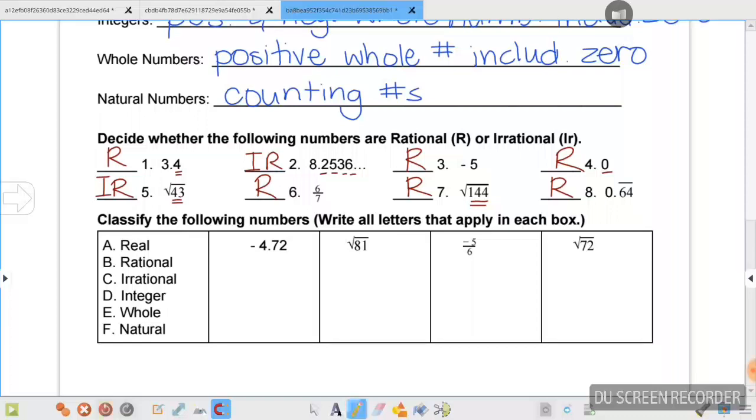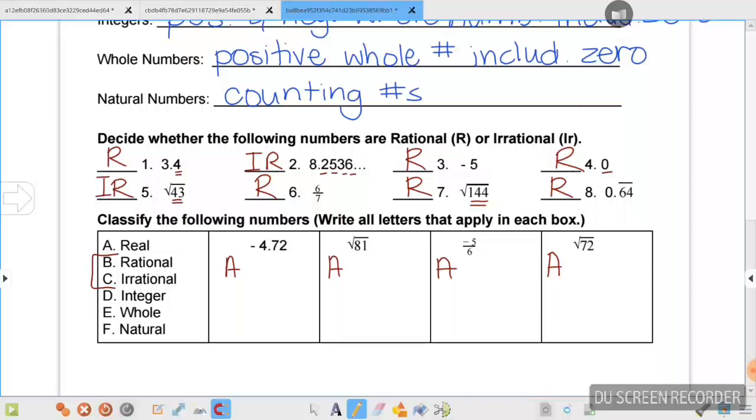Alright, classify the following using A through F here. Well, all of them are real. All of them are in our number system. We all could use them within our reality. They're all real. Next, we're going to determine whether they are rational or irrational.